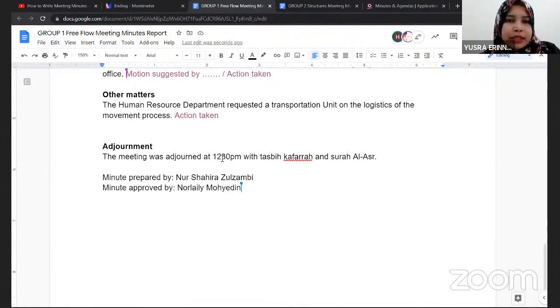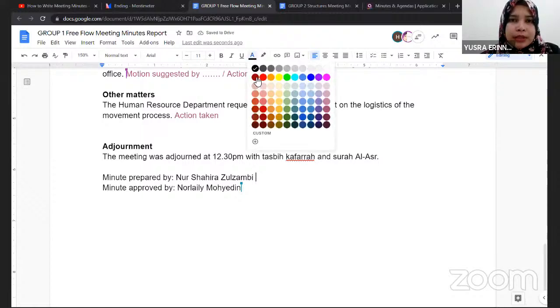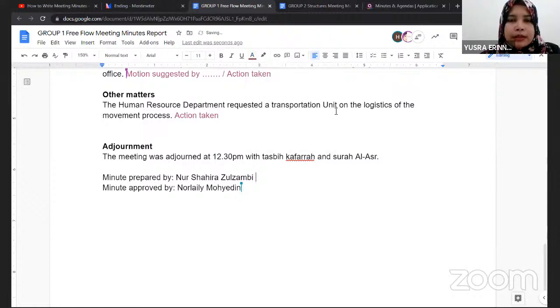The last one. The meeting was adjourned at 12:30 p.m. with tasbih kafarah and Surah Taat. Minutes prepared by, minutes approved by. If it's internal circulation, I think it's fine. But if it's external, then maybe you need to put the position as well. I know in the sample the position is not mentioned, but it's better for you to put it if it's external.